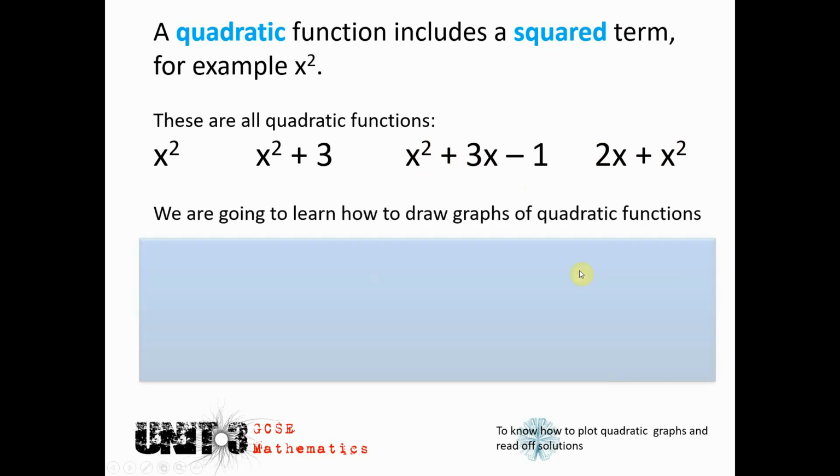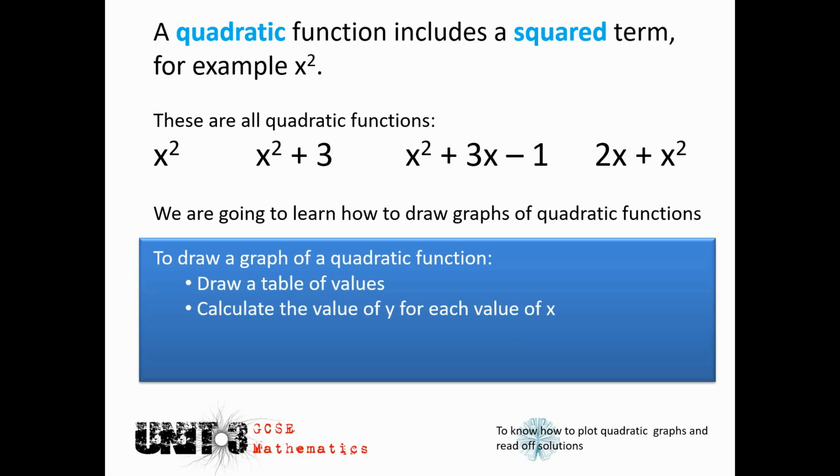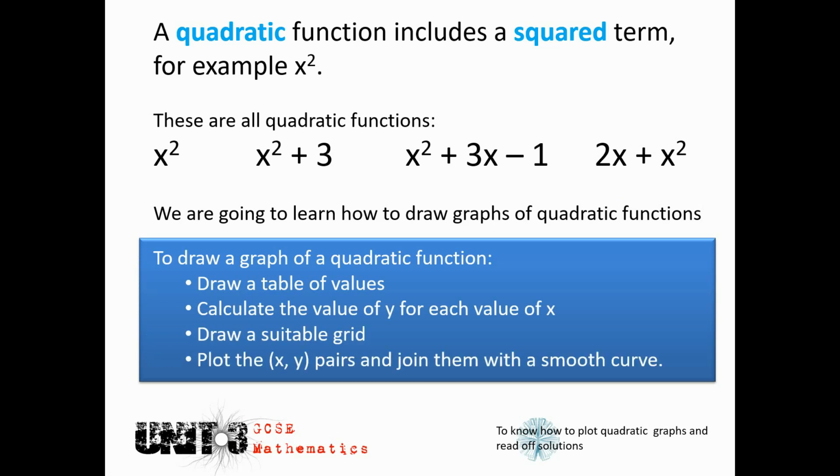So we're going to learn how to draw them, and there's some key points here. When you're drawing a quadratic function, you want to draw a table of values. I'll show you that in a second. Calculate the y for each of the values of x, which is what you did when we were looking at straight lines. Draw a suitable grid or use a suitable grid given to you, and then you plot the coordinates and you draw it, importantly, with a very smooth curve. It's not a dot-to-dot game, no straight lines. This is a smooth curve, and it doesn't have to be beautiful, just the best you can.